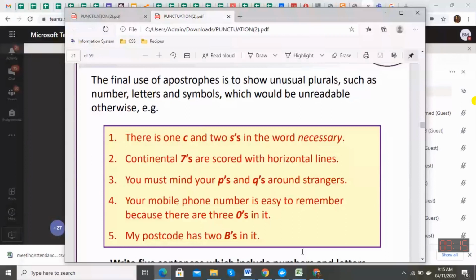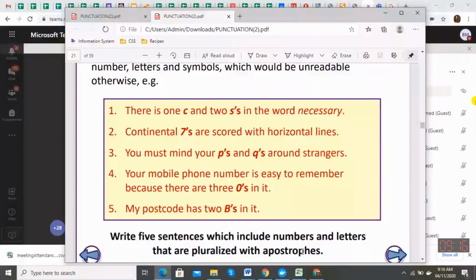Your mobile phone number is easy to remember because there are 3 zeros in it. You have often seen 3 zeros, rather than remembering 437049, 4370, triple three, or 3 zeros or 4 zeros. So that is easier to understand. Or it has 3 zeros in this thing. So my postcode has 2 B's in it.